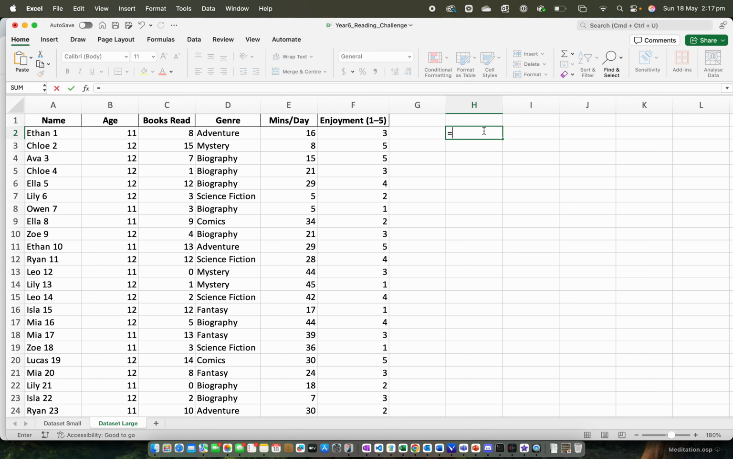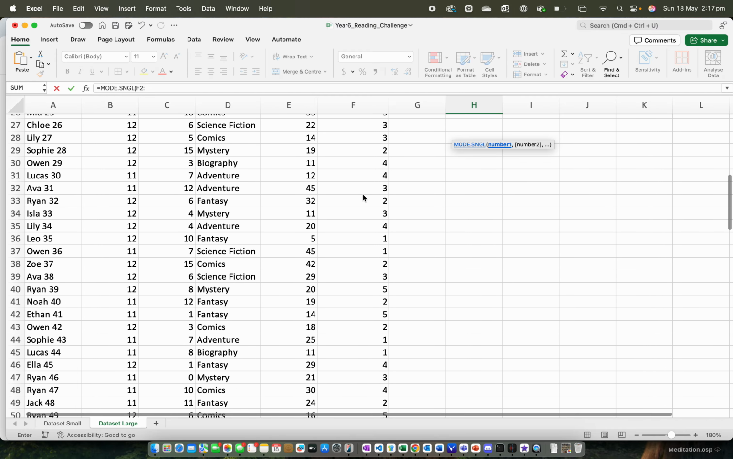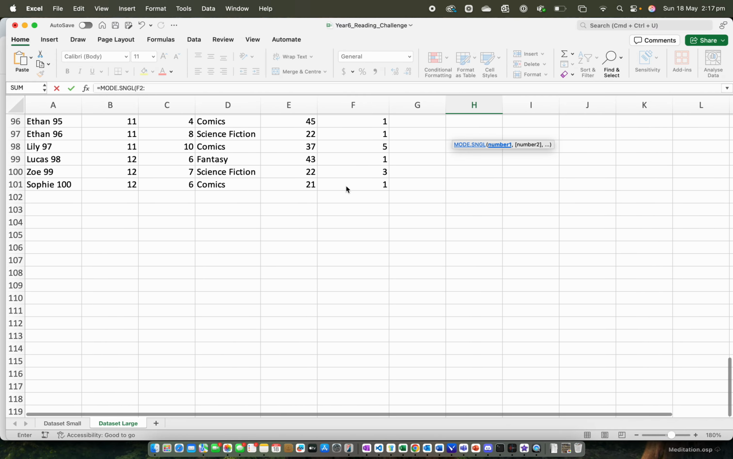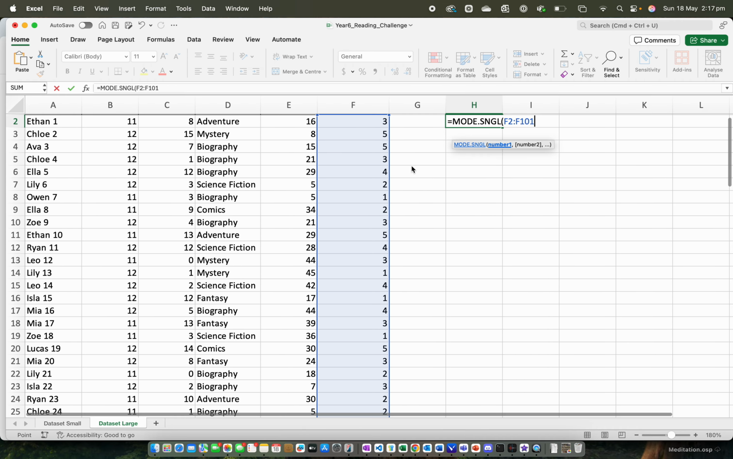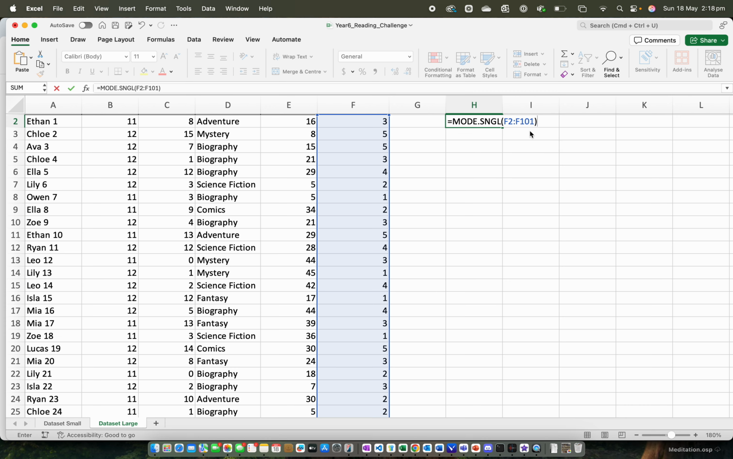So we go equals again, and it's exactly the same formula, mode.sngl. And what we then need to do is look at, the starting point is F2. And our ending one, remember our rows are going all the way down to 101. So F101. So I can click on it or I can type that in. So all the way to F101 and I close the bracket.